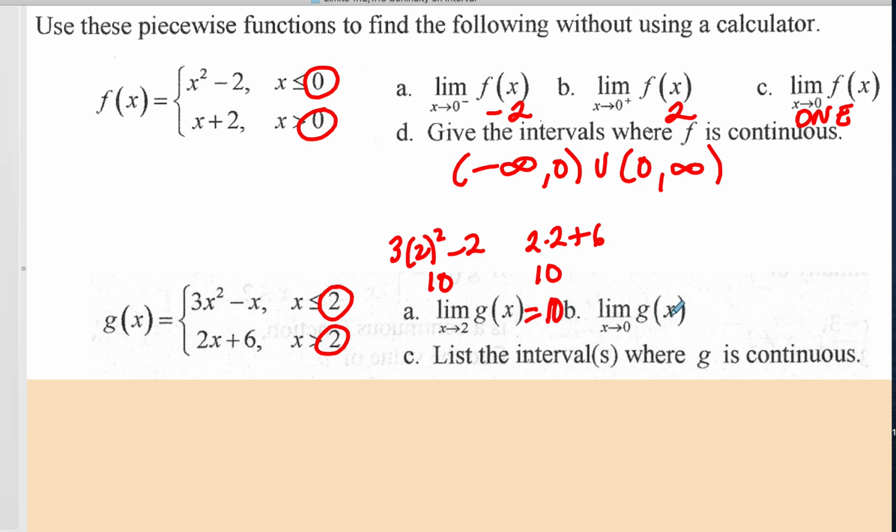Now, what's the limit of g of x as x approaches 0? x approaching 0 is located in this piece of the piecewise function, less than 2. So put a 0 in, and the answer is 0. List the intervals where g is continuous. It looks like it's continuous everywhere, so it's from -infinity to infinity. We have a point, and there are no breaks.